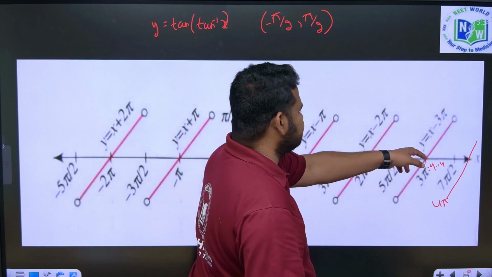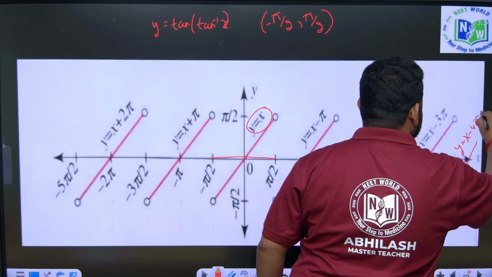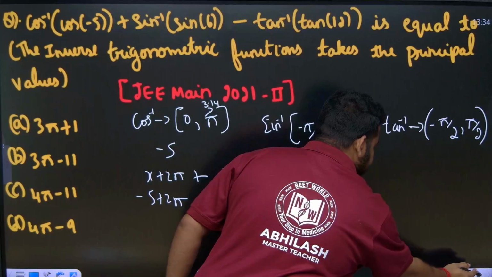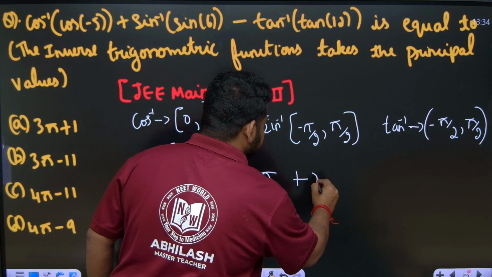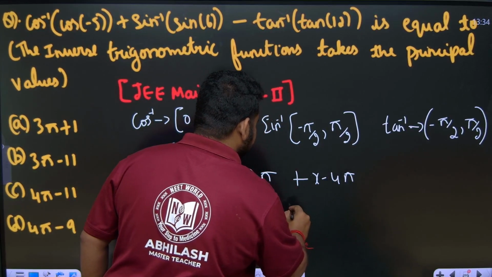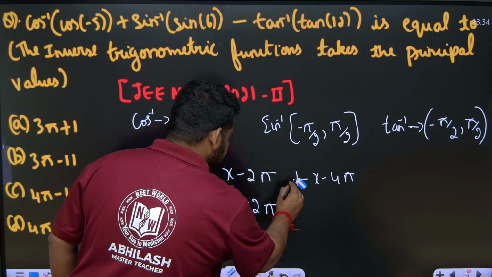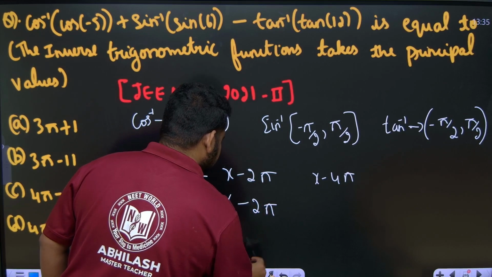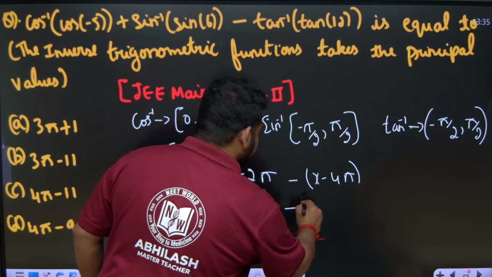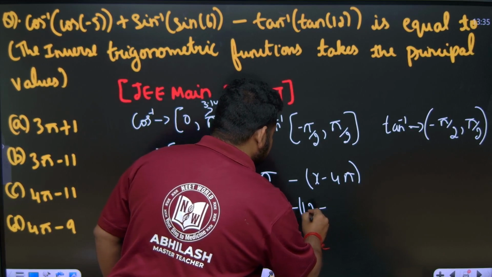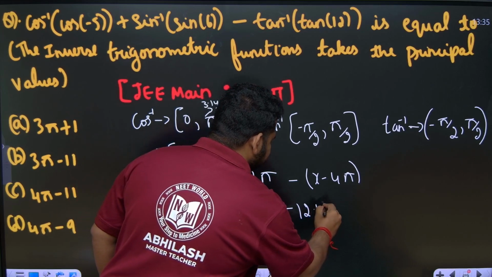So for 3 pi it is y is equal to x minus 3 pi. For this it will be x minus 4 pi. So the value that we are looking for is x minus 4 pi. What is the value of x here? But here we are having a minus: minus of x minus 4 pi. The value of x is 12. So 12 minus 4 pi. If I remove the bracket, this will become 12 plus 4 pi.